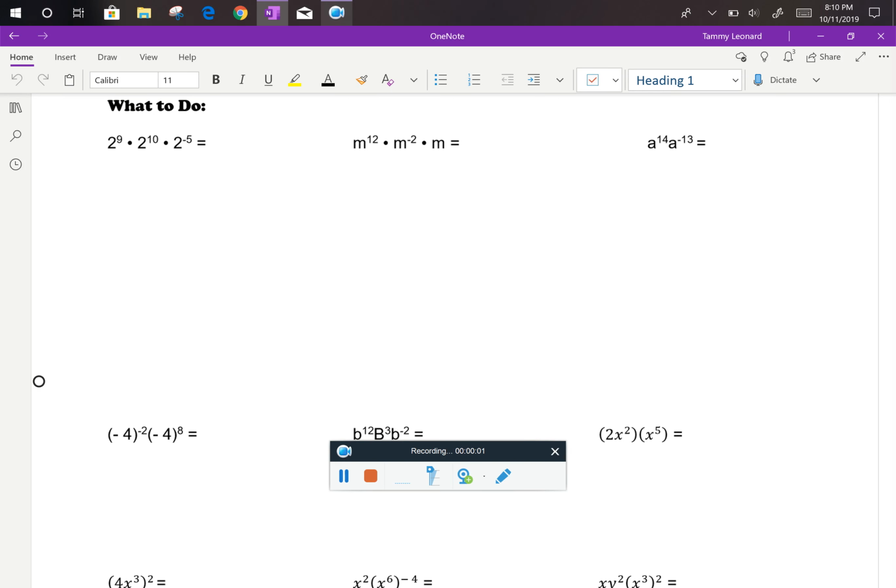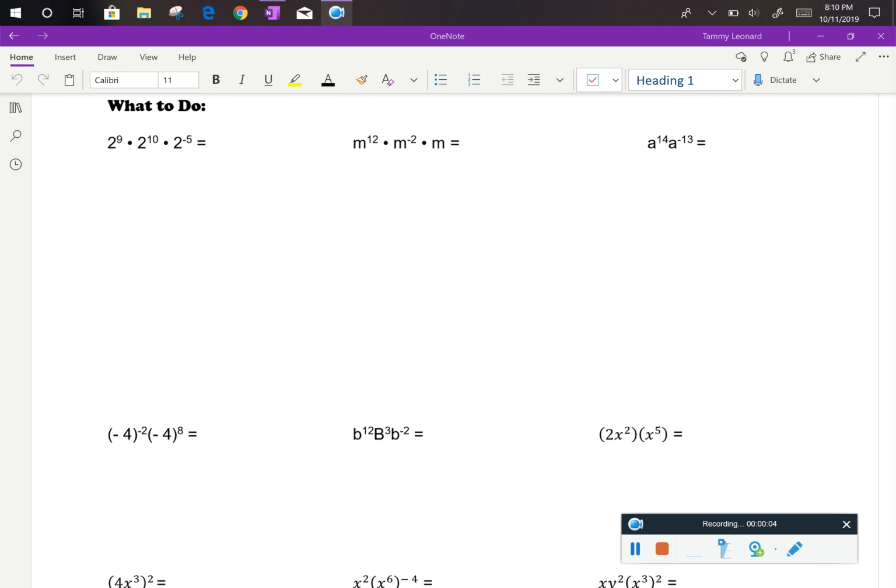When we have a problem like this first one, we're not actually being asked to use all those powers individually. Notice that the base is the same in each part: 2 to the ninth, 2 to the 10th, 2 to the negative fifth. And we saw in our video of the what to watch notes that when we multiply with the same base, we can add the exponents. So this is the same as 2 to the 9 plus 10 plus negative 5. So 9 plus 10 is 19, plus a negative 5 is going to be 14. So this is 2 to the 14th.